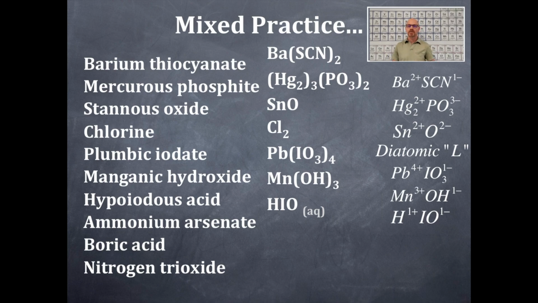Next one is ammonium arsenate. Ammonium is the only polyatomic cation you will more than likely deal with. And then arsenate is AsO4 with a 3 minus. So it's ammonium, NH4 1 plus, and AsO4 3 minus. That's different than ammonia. Ammonia is NH3, no charge. So we're going to take that 1 plus, that 3 minus, flip, bring it down, and there's our formula, NH4 parentheses 3, AsO4. The next one is boric acid.